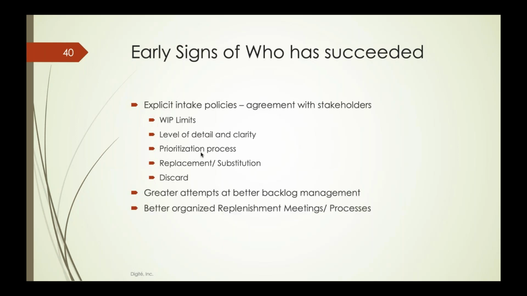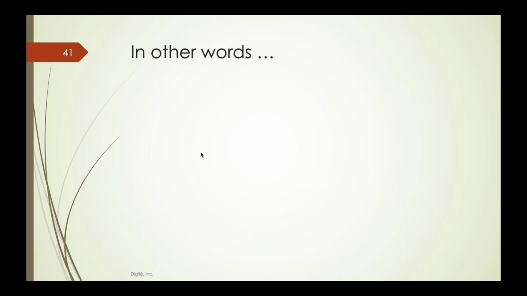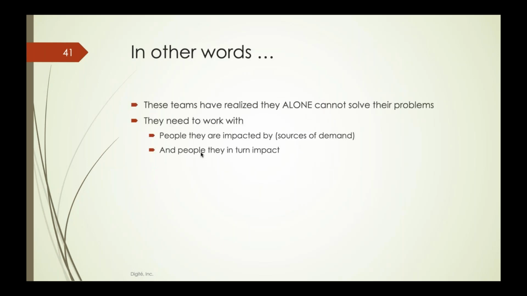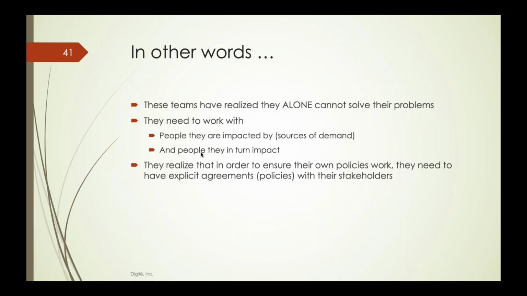Some of the other aspects we saw, of course, as they implemented Kanban, was just their better management of the processes and the ceremonies that they were using, such as replenishment meetings, and running these far more effectively. So in other words, these teams were not just internally focused; they were looking at where they exist in the overall organization or in the overall value stream, and they realized that they would not be able to solve the problem alone, and so they were setting these policies based on their agreements with their stakeholders.